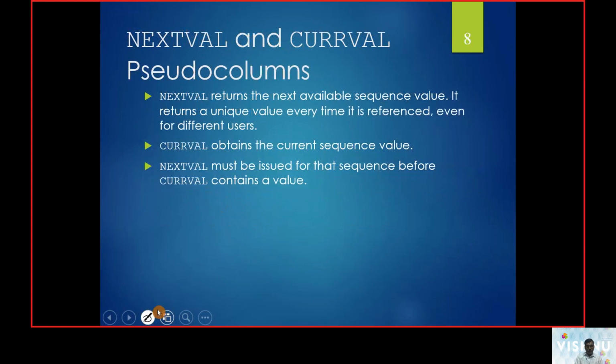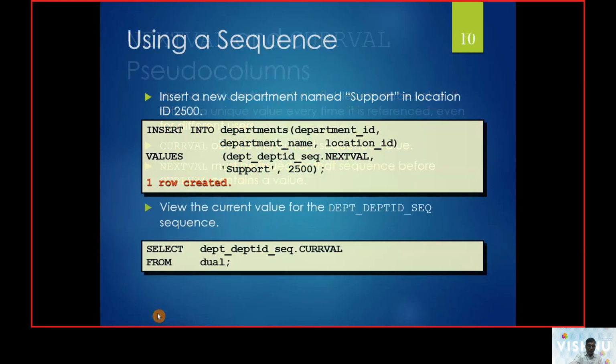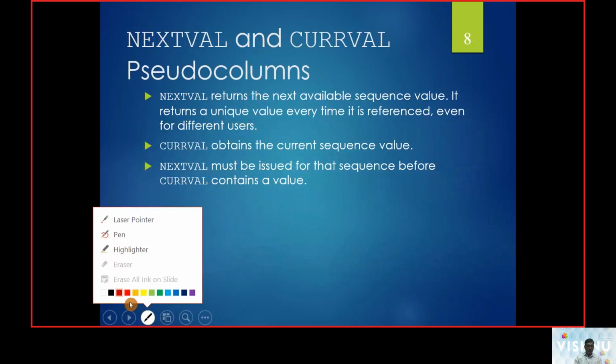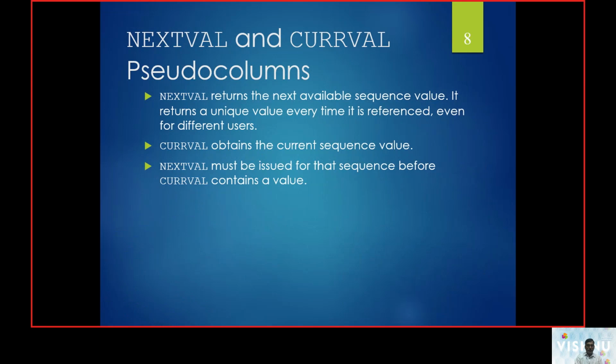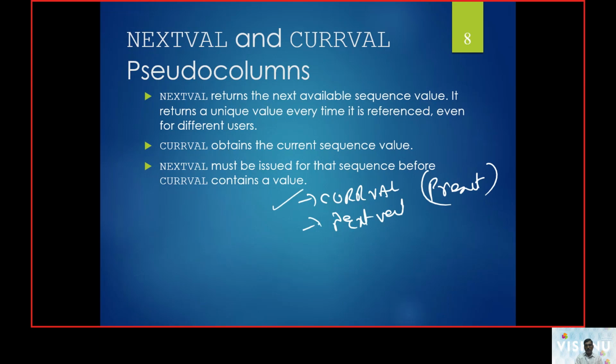A sequence is going to be navigated by two attributes. The very first attribute will be the current val, and the next will be the next val. So if I want to have the present value, then I'm going to take it as current value. It is 120, and I want to move to 130. So here we are going to call it next val.